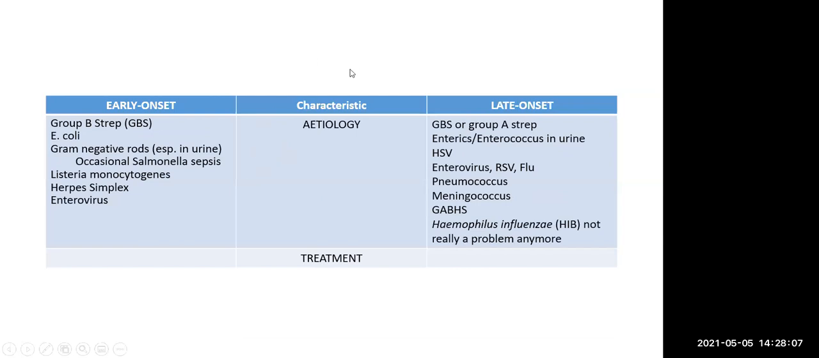Okay. Etiology of early onset, because it mainly comes from the mother, kan. So it's GBS, the most common. GBS, E. coli from the genital tract. So in the genital tract, you have E. coli, you have GBS. And then you've got gram-negative rods. These are all from your GU tract. And then the rest is from the mother.